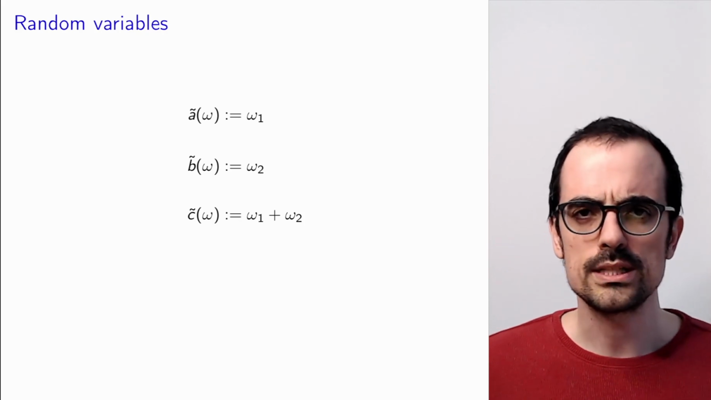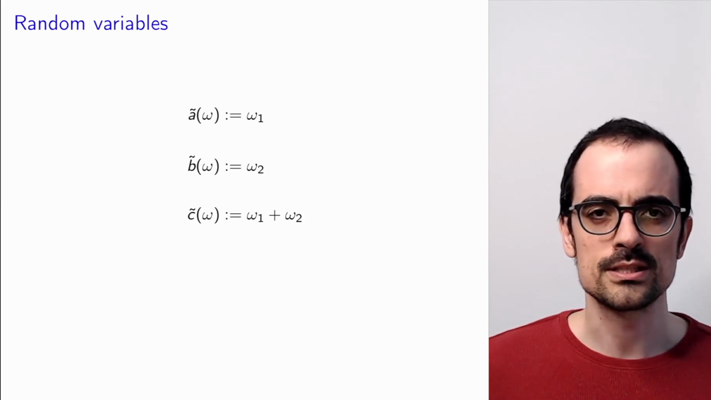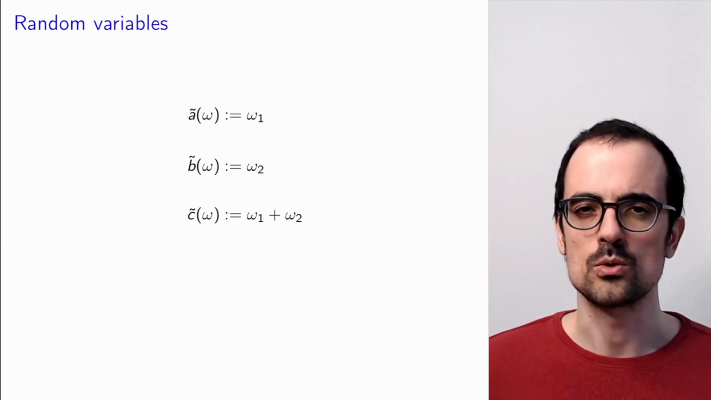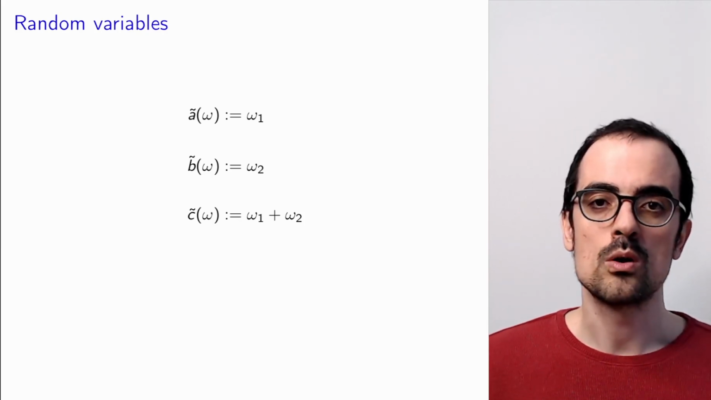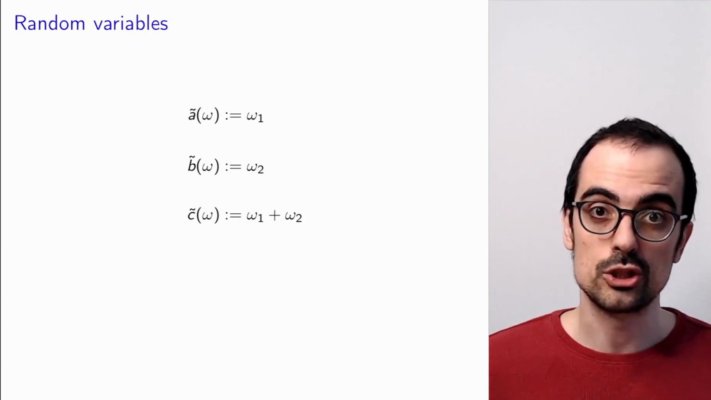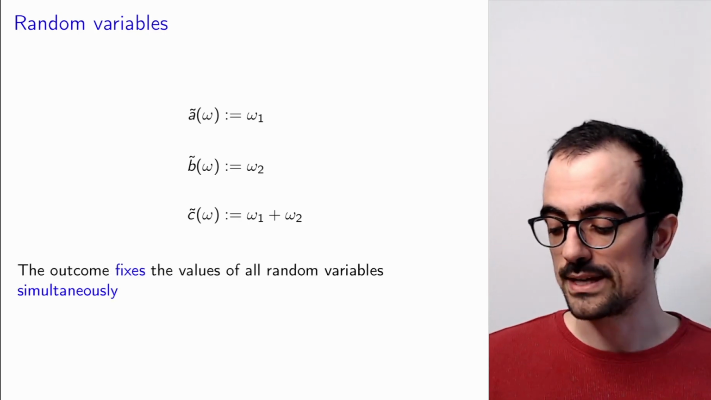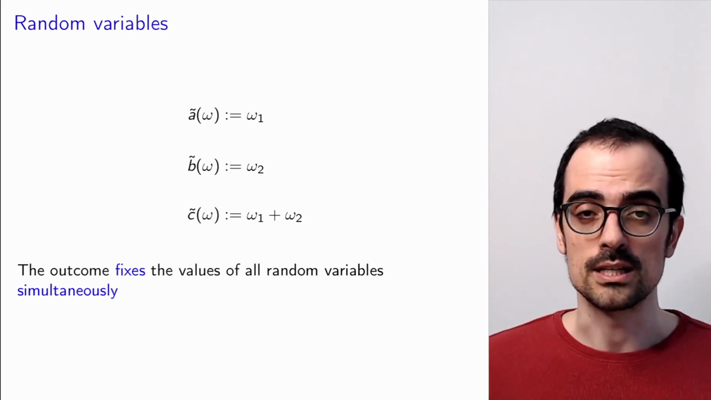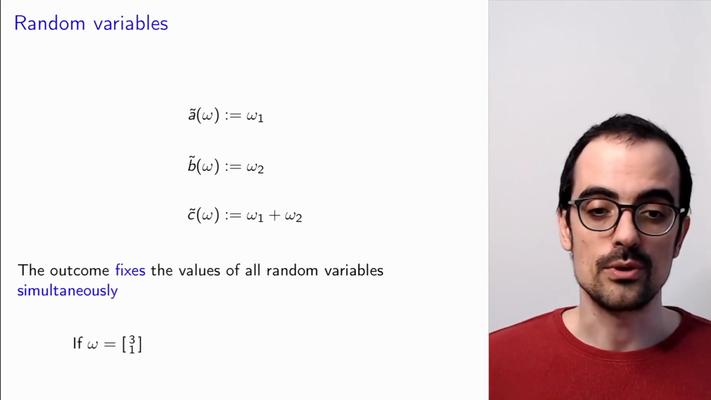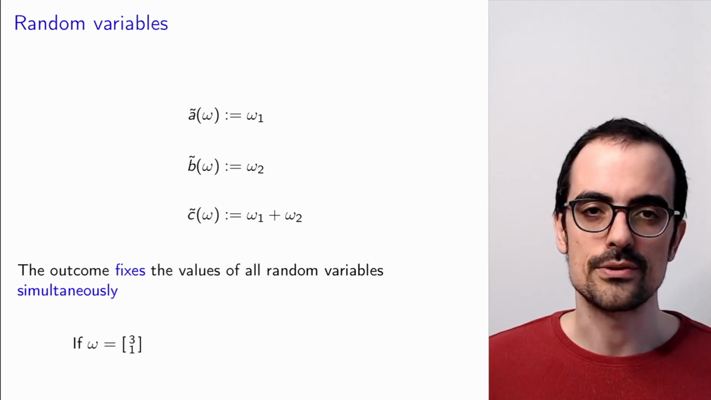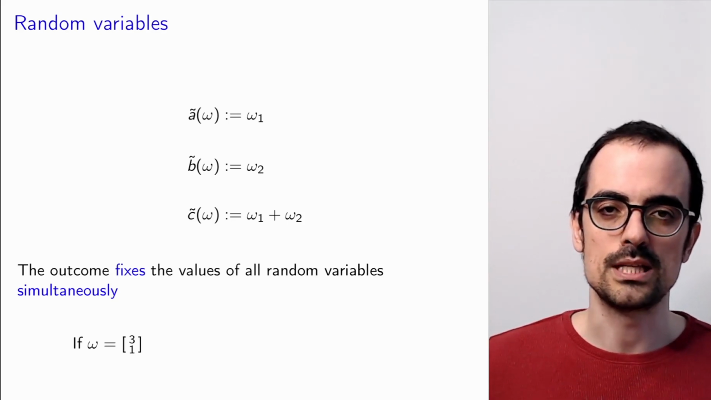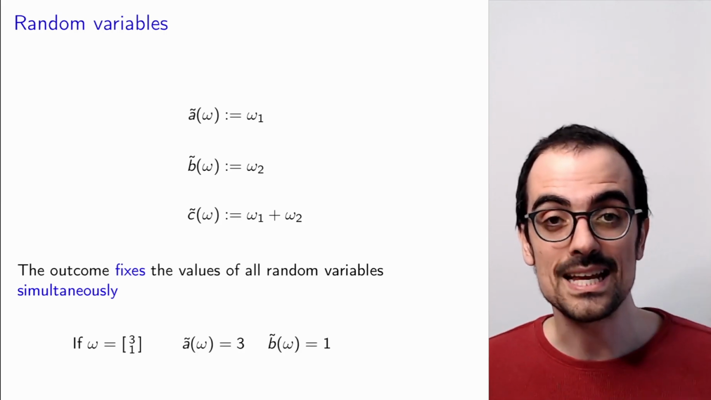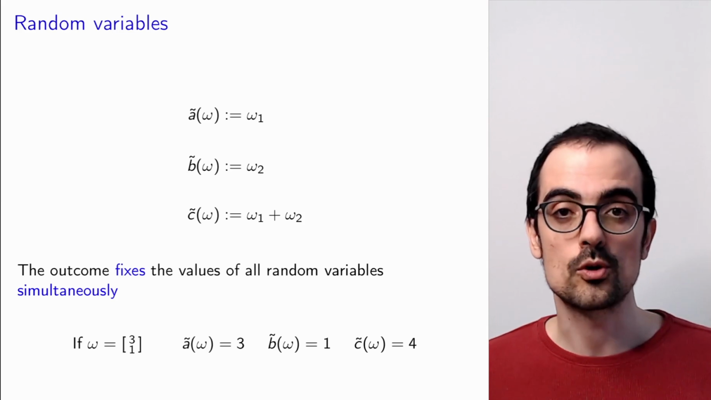Why do we want to do this? Why are we defining these functions? Well, this allows us to model the interactions between these uncertain quantities. What do I mean by that? Now, when we generate a sample, or when we choose a sample from the sample space, it fixes the values of all the random variables simultaneously. If the outcome is (3, 1), then the first random variable is equal to 3, the second random variable is equal to 1 at the same time, and the third one is equal to 4 at the same time.